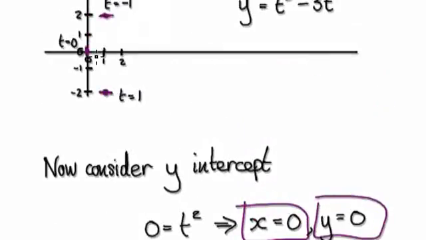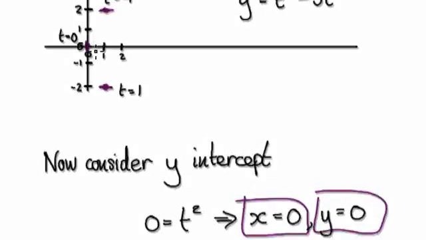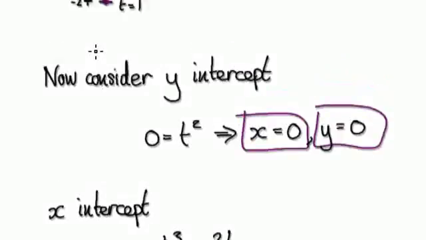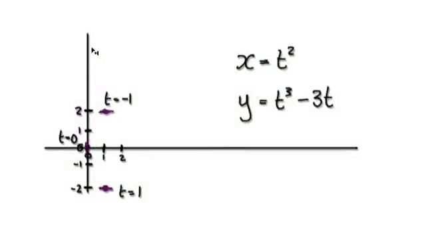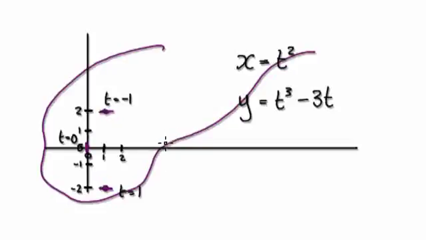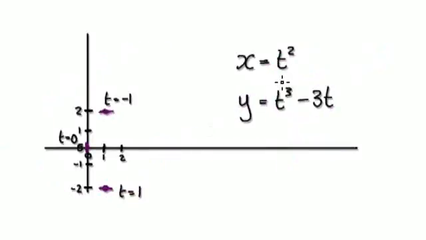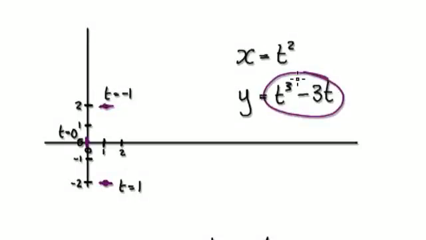So we know the y-intercept. Now to locate the x-intercept, to identify the x-intercept, you would set y to be 0. So this is y equals 0. So we would need to set this to be 0 to identify the x-intercept. So set this to be 0.